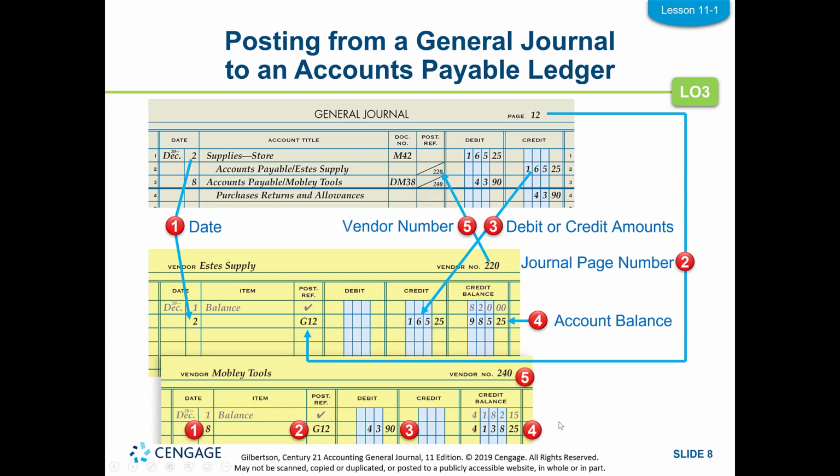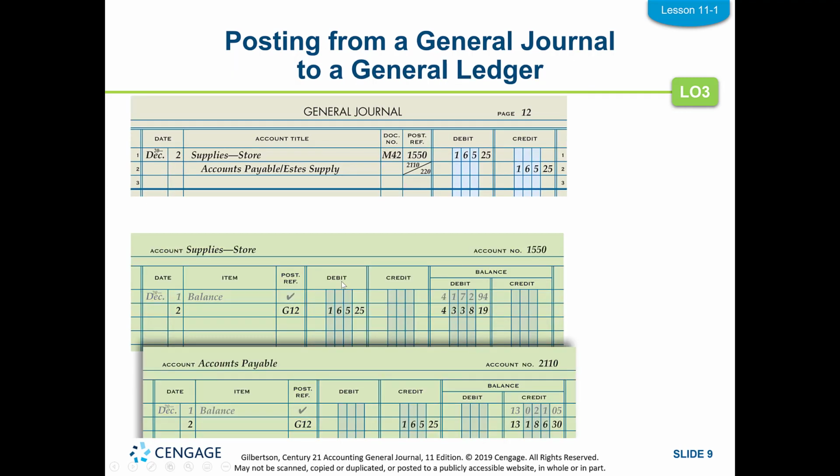The last thing we do on both of them is I take my account numbers 220 and 240, and they go back up here. Notice that it goes below the slash line because Estee Supply and Mobley Tools go to the right of the slash line. So that's going to be how we post from our general journal to our accounts payable ledger.